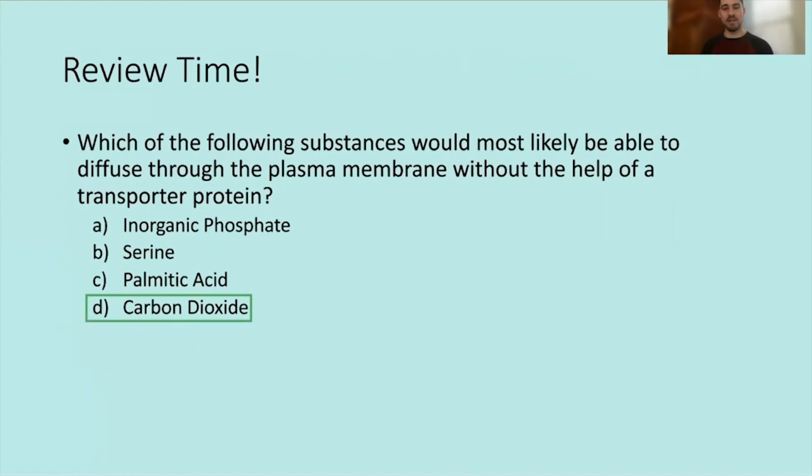So A, inorganic phosphate. If you remember inorganic phosphate from biochemistry or orgo or any biology at this point, it's a pretty big polar, it's not huge, but it's a polar molecule, and that's the most important part. It's not going to be able to get through that hydrophobic tail region of the lipid bilayer. So inorganic phosphate most likely would need some sort of protein to get through. Serine, the same thing.